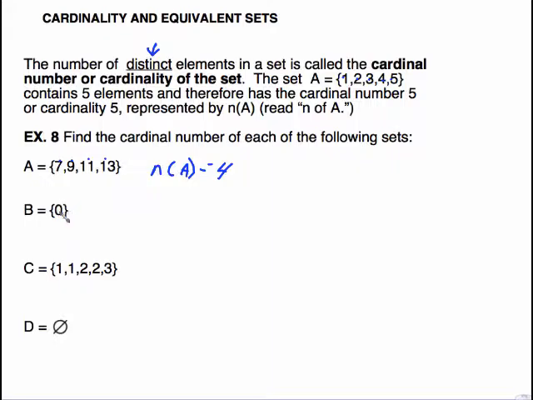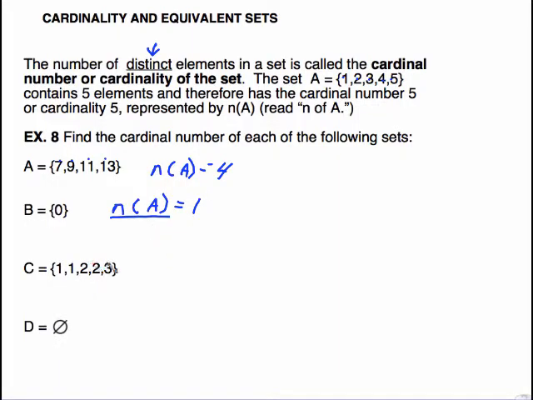B is the set that contains 0. How many elements are in there? 1. I don't know if MyMathLab is going to ask you to actually type in n of A and then the 1, or they may already have the n of A and all you have to type in is 1. It just depends on the problem. This is where you got to be careful.